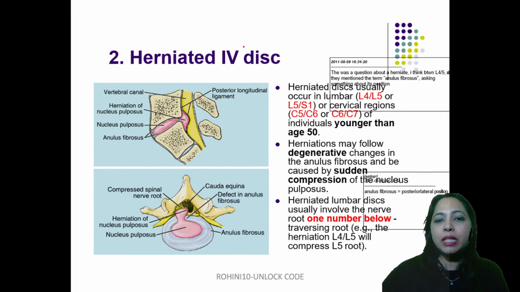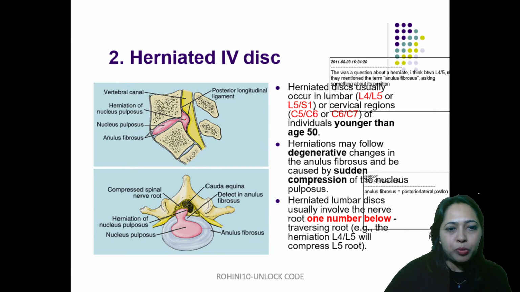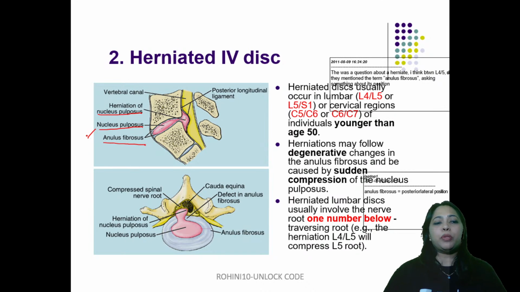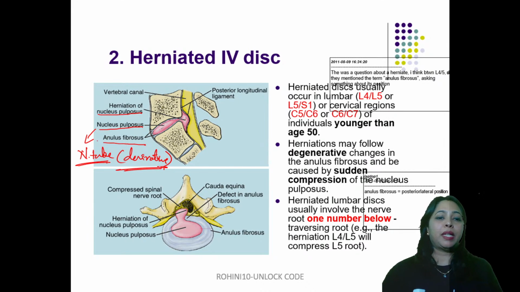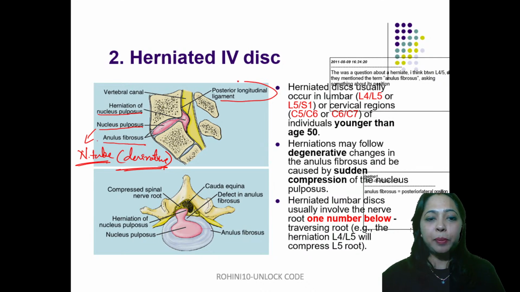the herniated IV disc. Herniated IV disc is the herniation of the nucleus pulposus. This is the nucleus pulposus, and the annulus fibrosus is the outermost part. Nucleus pulposus is actually the remnant of the notochord, a derivative of the neural tube. You have to remember this. And here you can see the posterior longitudinal ligament, that's what I was talking about. It extends upwards as the membrana tectoria.